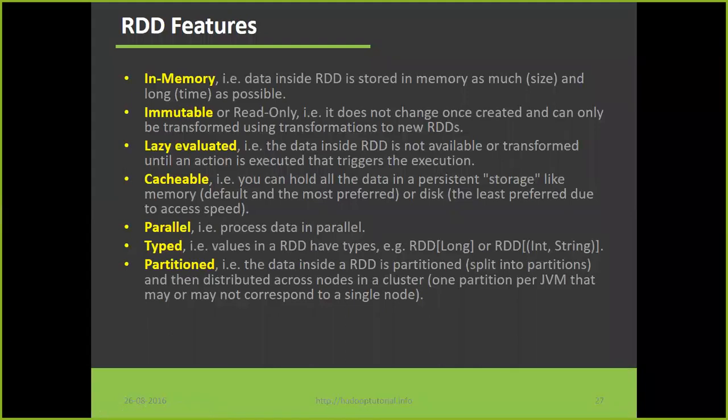Only when you need a result to be printed, captured, or used, only when a result is expected, at that time the execution will happen. I hope that is also clear. Cacheable. So this is again a confusing point. Already your RDD data is present in memory. In memory means RAM memory. RAM memory means cache memory. Then what else does cacheable mean?